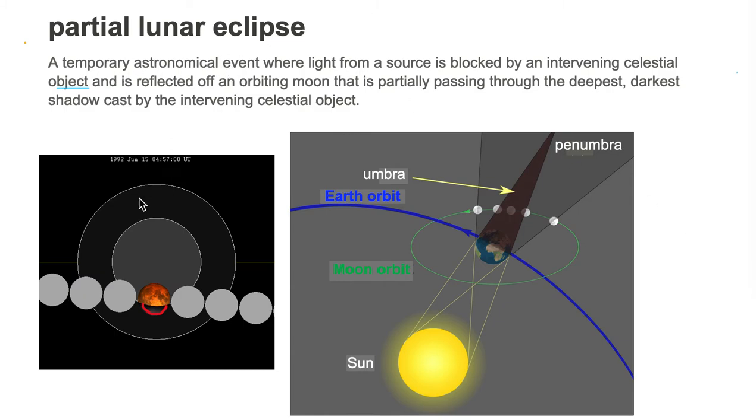It's a temporary astronomical event where a source, and in this case the source is the sun, is blocked by an intervening celestial object. And that intervening celestial object is the Earth. Now, the sunlight is reflected off an orbiting moon, so let's draw the sunlight in.